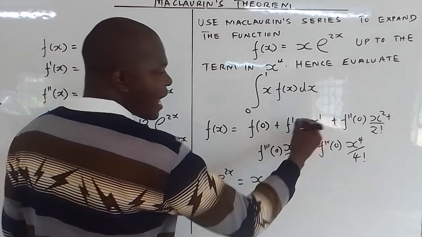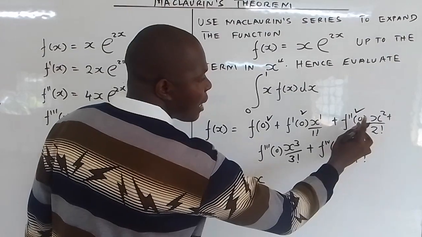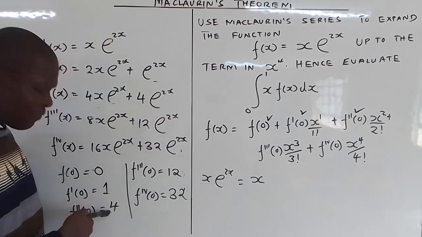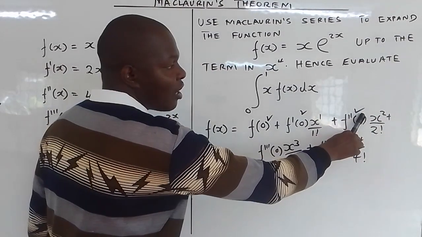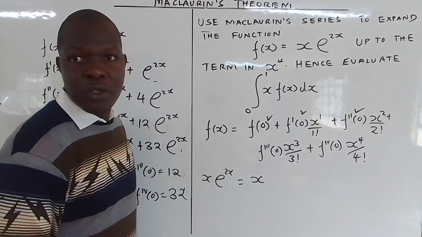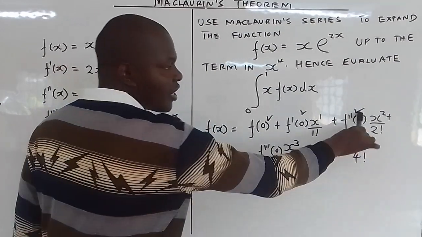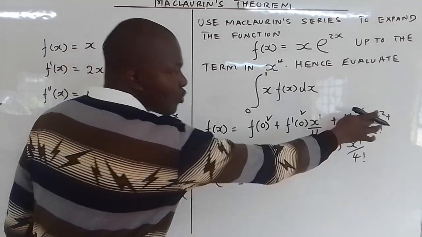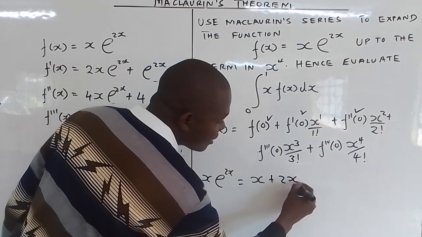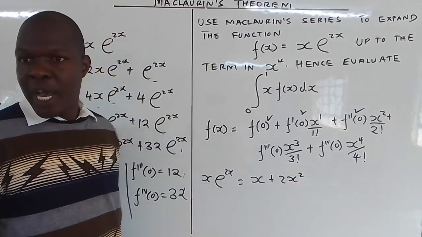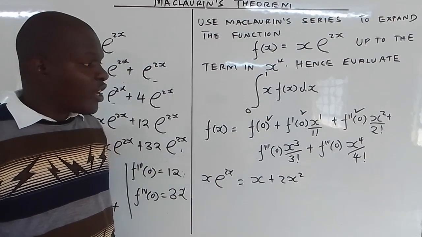Then we are done with this term, we go to that term. f double prime of 0 you found to be 4. So it is 4 divided by 2 factorial. 2 factorial is just 2, isn't it? So 4 divided by 2 is 2. So 2 times x squared, you get plus 2x squared. Are we together? Then you move to the next one.